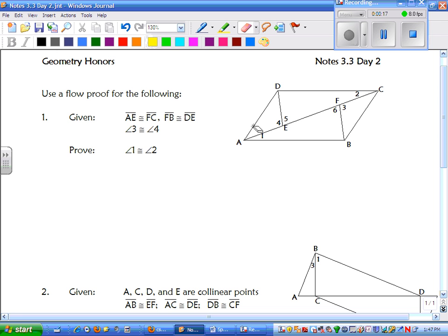So it looks like we have AE congruent to FC, FB congruent to DE, and we also know angle 3 is congruent to angle 4. Okay, so right away I have enough information to prove these baby triangles congruent on the sides, but I really want to prove angle 1 is congruent to angle 2. So the triangles that they want me to get congruent are this one and then this one up here.